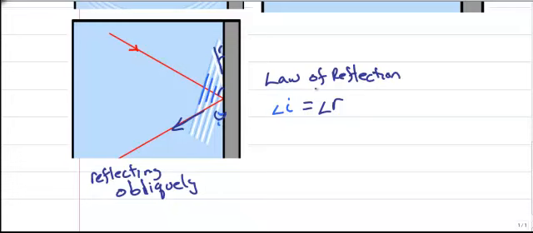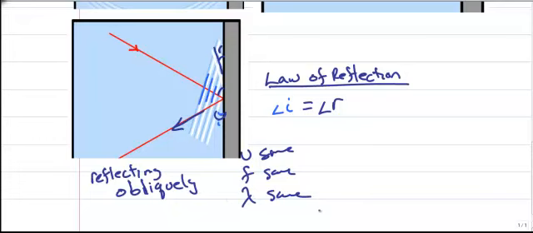States that the angle of incidence is always equal to the angle of reflection. Velocity stays the same, because the medium's not changing, they're all traveling in the same medium. Frequency stays the same. Wavelength stays the same. The only thing that changes here is direction. But the angle of incidence is equal to the angle of reflection.